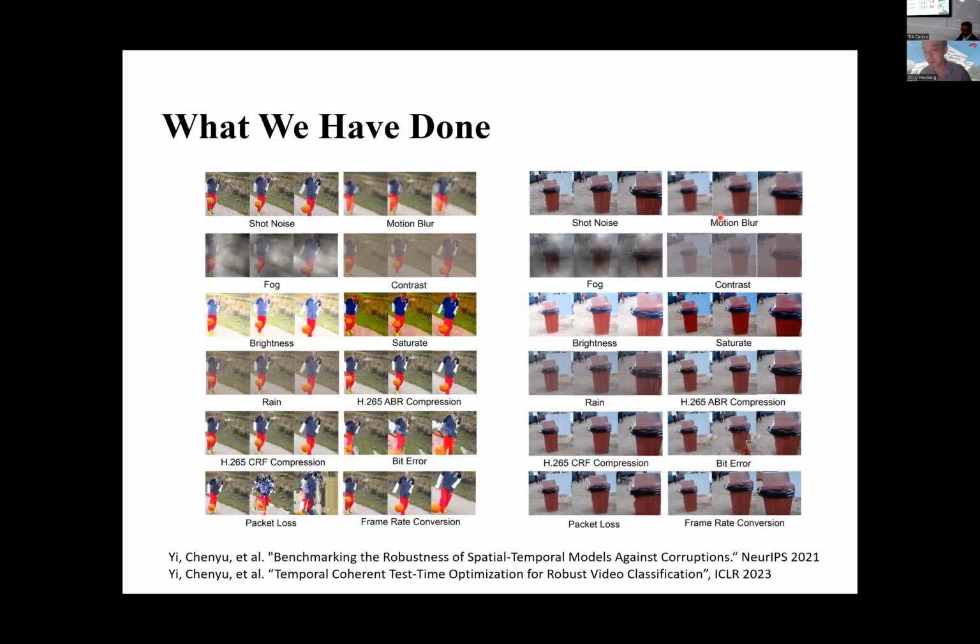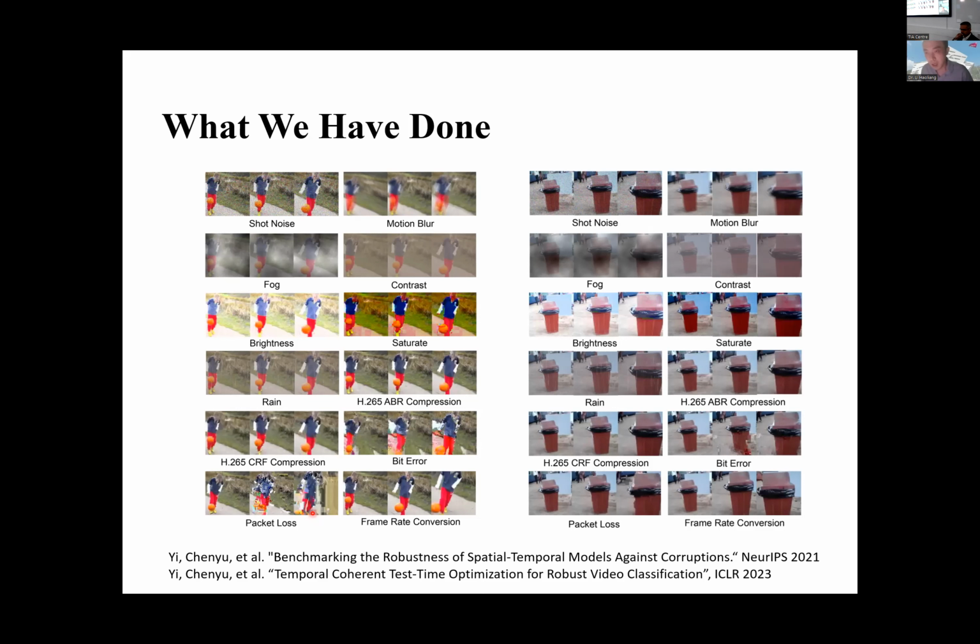We also have a lot of blur, and we consider different weather conditions like fog and rain. Besides, we consider the artifacts of video compression, including H.265, and we also consider bit error and packet loss levels, which are due to the lossy wireless network. So we analyze the robustness of video classification under these scenarios.